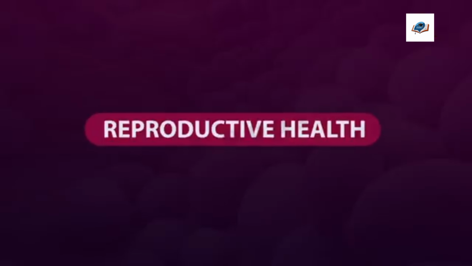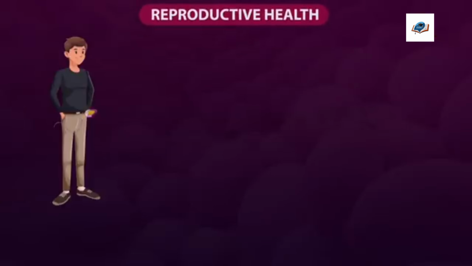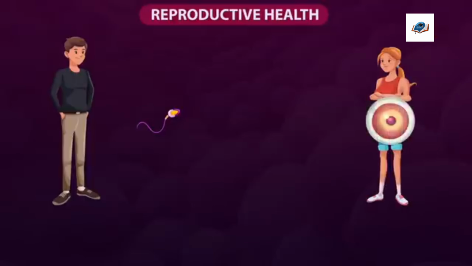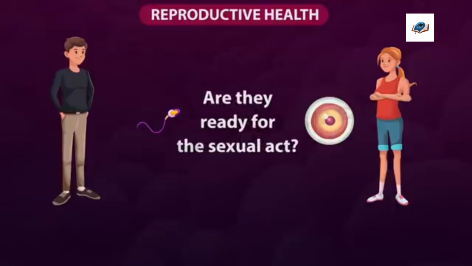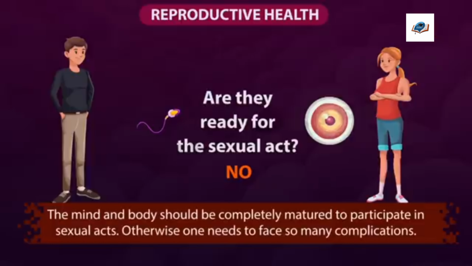Reproductive health. A boy has the capability of producing sperm cells, and the production of ova has started in a girl. Does it mean that they both are ready for the sexual act to produce babies? No. The mind and body should be completely matured to participate in sexual acts. Otherwise, one needs to face so many complications.